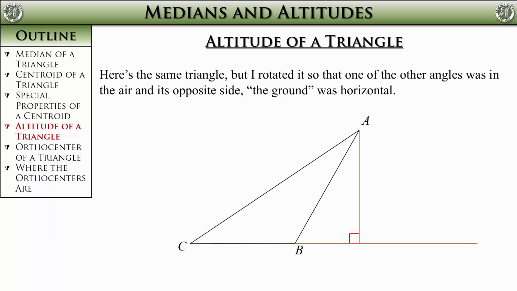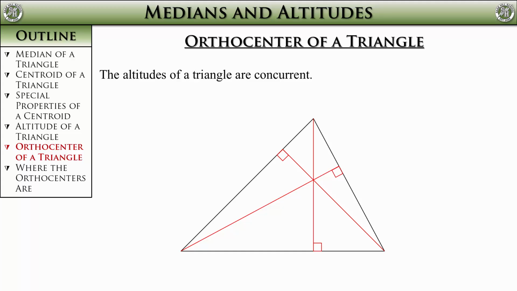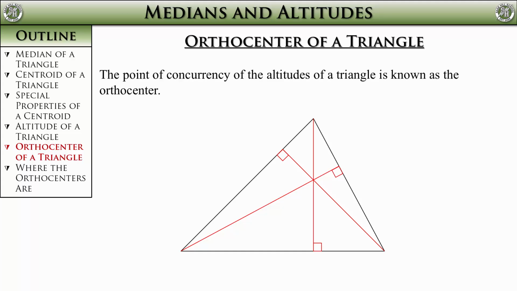The same weirdness happens from the other acute vertex angle, point C. You need to extend the ground out for that one too. Here's what that would look like with all three altitudes drawn in for that obtuse triangle. Notice how there are two sides, the brown ones, which have been extended out in order to accommodate the altitudes from the acute angles. The altitudes of a triangle are concurrent. The point of concurrency of the altitudes of a triangle is known as the orthocenter.